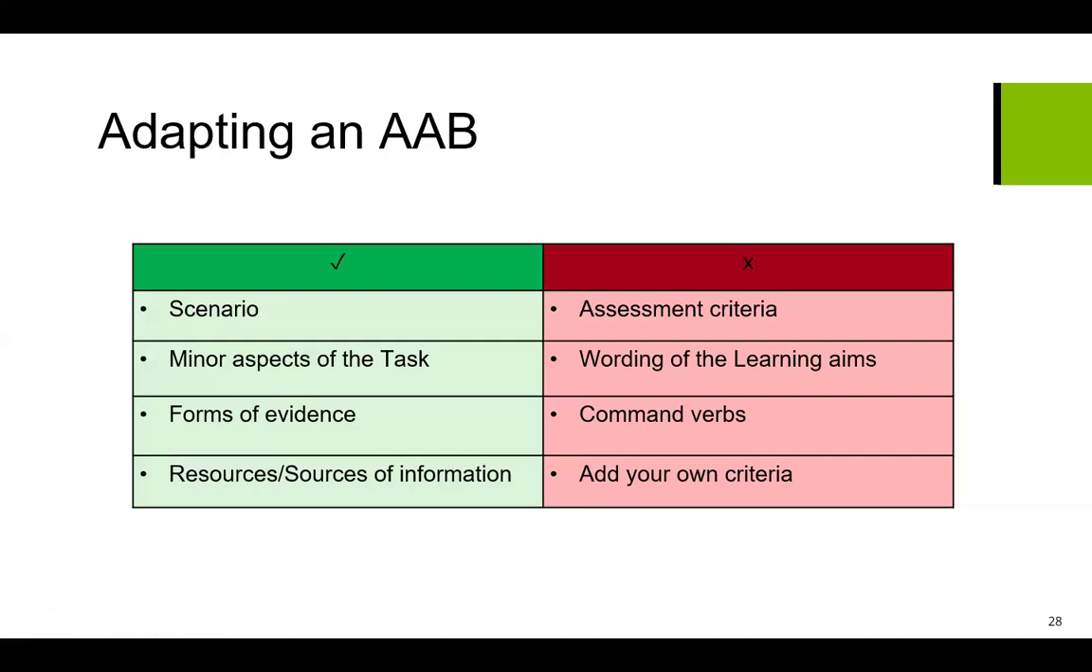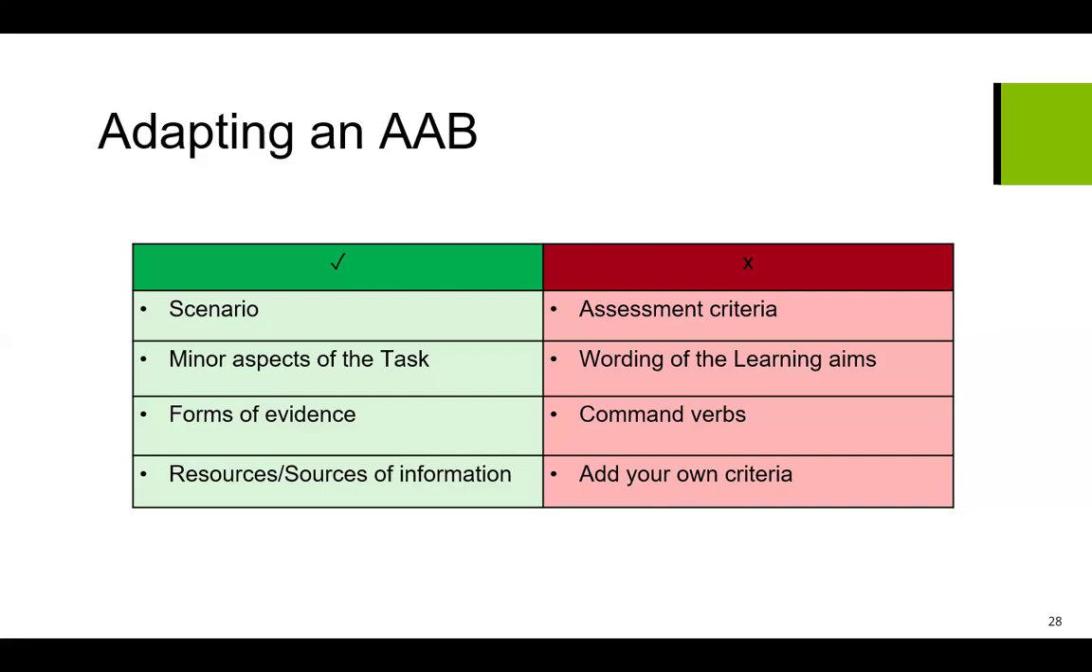So remember, a Pearson set assignment, you can't change anything. However, for an authorized assignment brief, there are some changes you can make. So we'll look at an example in a minute, but you can change, for example, the scenario. So the scenario might say you work for an engineering company, and it might be that local to you there's, I don't know, there might be a BMW plant, for example. So you might decide, oh well, we'll say you work for BMW.